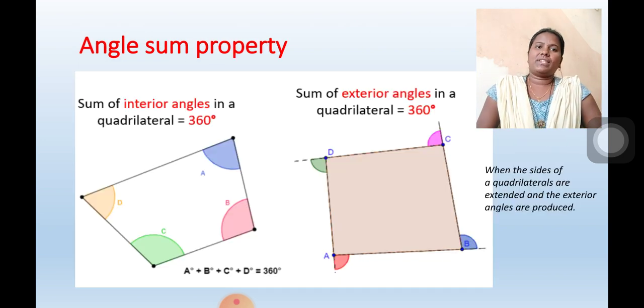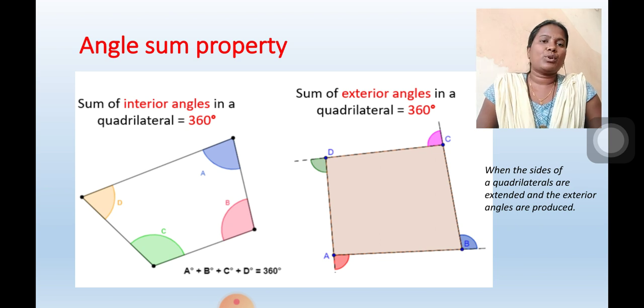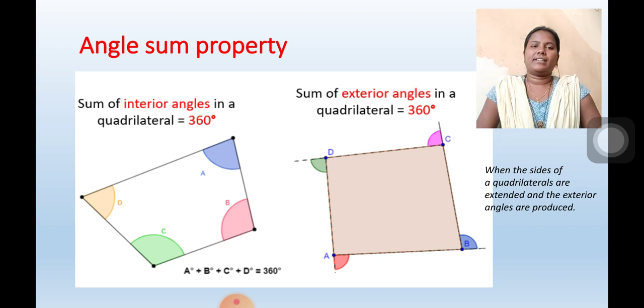Now, let us go with the angle sum property of a quadrilateral. Yes, we all know that the sum of interior angles of a quadrilateral is 360 degrees. We'll start thinking how the sum of interior angles of a quadrilateral is 360 degrees. Let us see it by an activity.